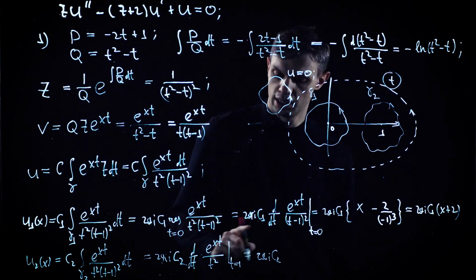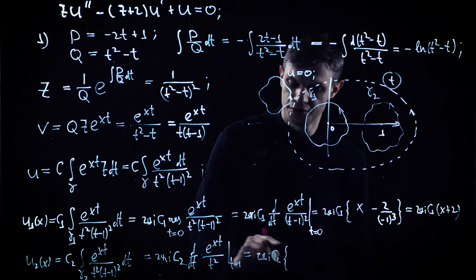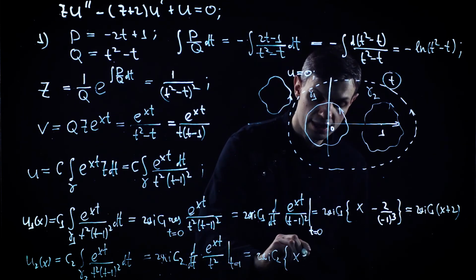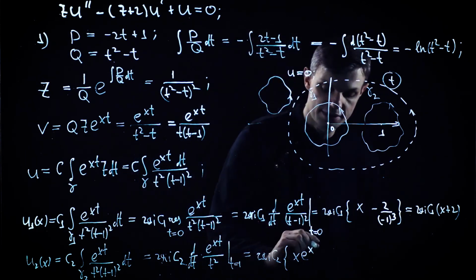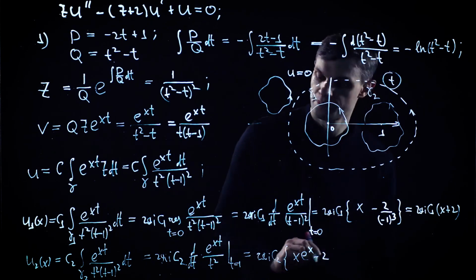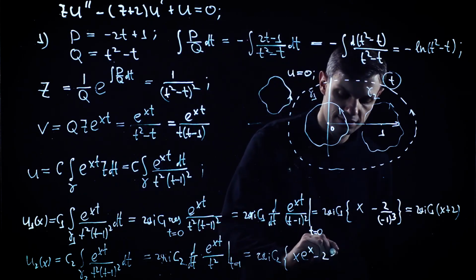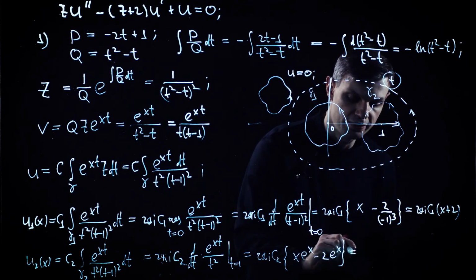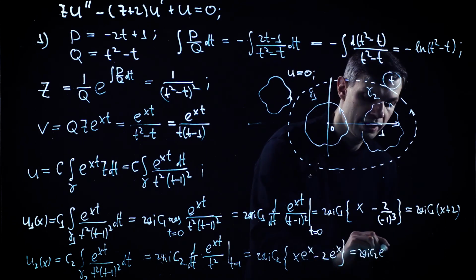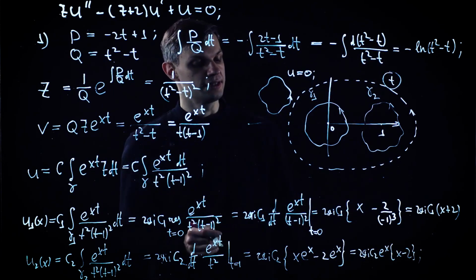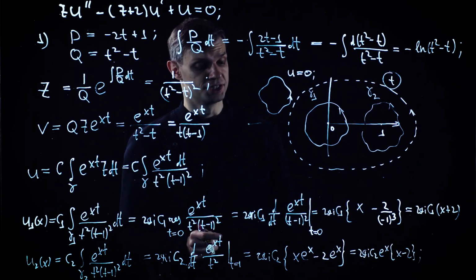All right, and what we get is, again, once you differentiate the exponential, you get x times e to x minus 2 times e to x. So we can factor out e to x, and we get the second linearly independent solution. Let me check.